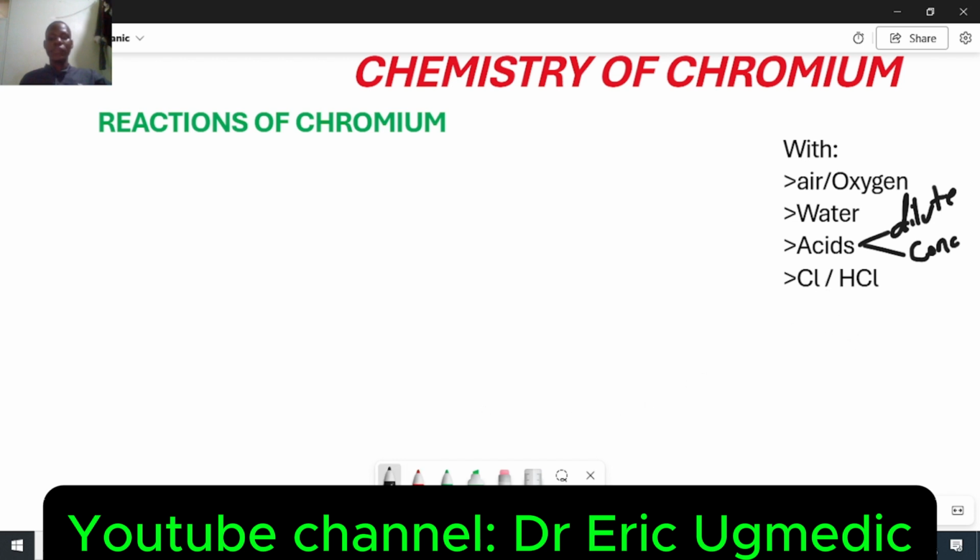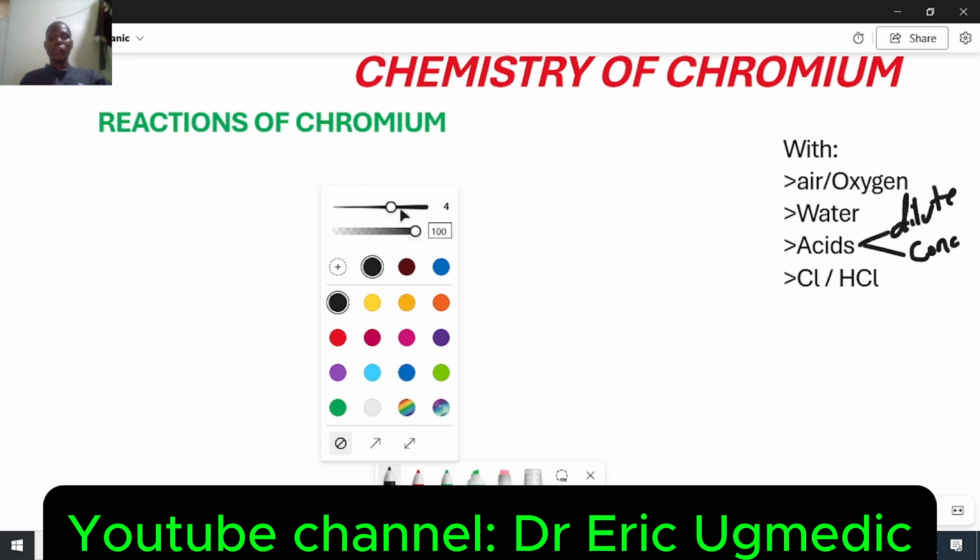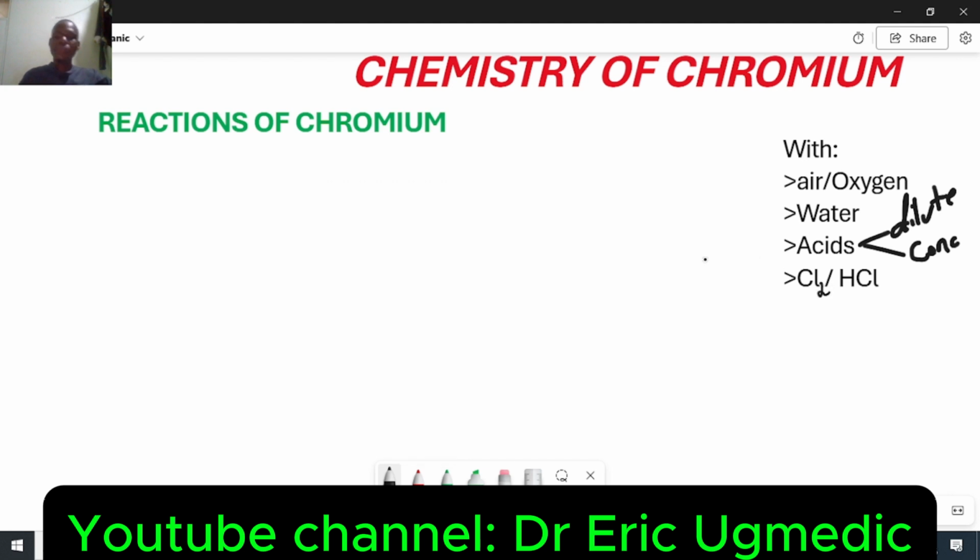So reaction with chlorine and hydrogen chloride gas. So to start with water, to start with air. We have already seen that chromium at room temperature normally has a protective coat of the chromium 3 oxide. That's the protective coat that's formed normally at room temperature, which means that this would normally hinder its reaction with other elements or molecules.